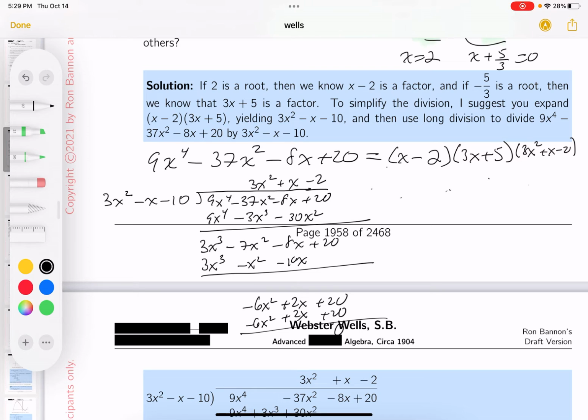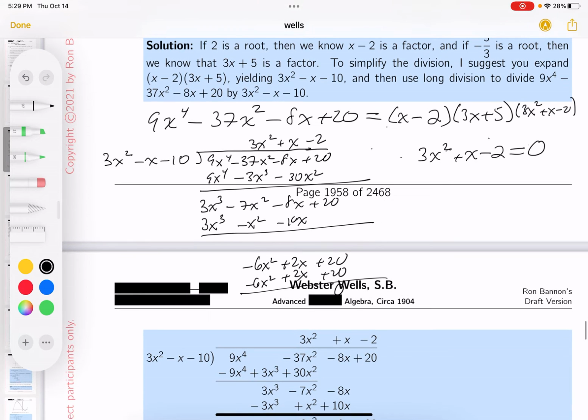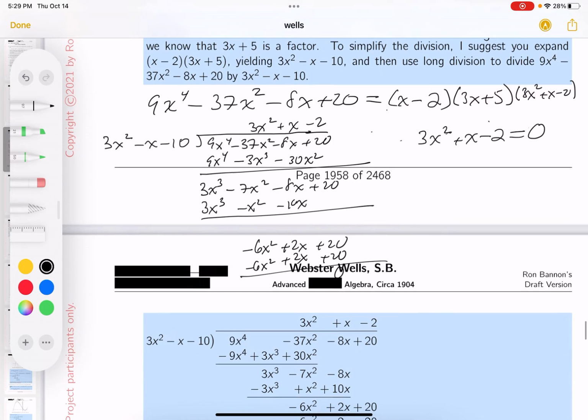Now, certainly when I do that, my goal is to find all the roots. So I'm left with a problem now. And the problem I'm left with is 3x squared plus x minus 2 is equal to 0. And someone said, can you factor that? And what I would claim is you try. And if you can't get it, you have to use the quadratic formula.